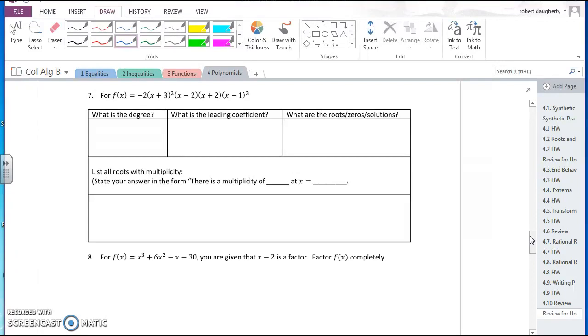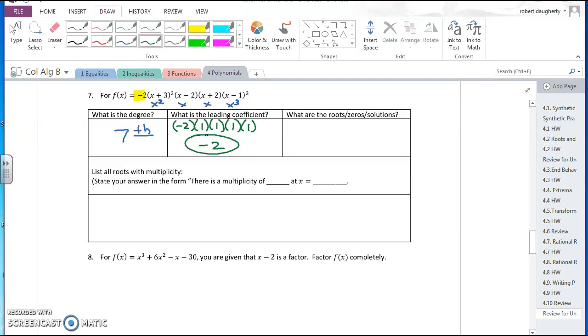Let's look at problem number 7. What is the degree of this polynomial? Okay, so it looks like I'm going to get an x squared term out of that one, an x, and an x cubed. So it looks like 3, 4, 5, 6, 7. This is a 7th degree polynomial. Okay, what is the leading coefficient? So with the leading coefficient, I'll get a negative 2 from that term, and then I'll get a 1 from the next x, a 1, 1, and a 1. So negative 2 is the leading coefficient.